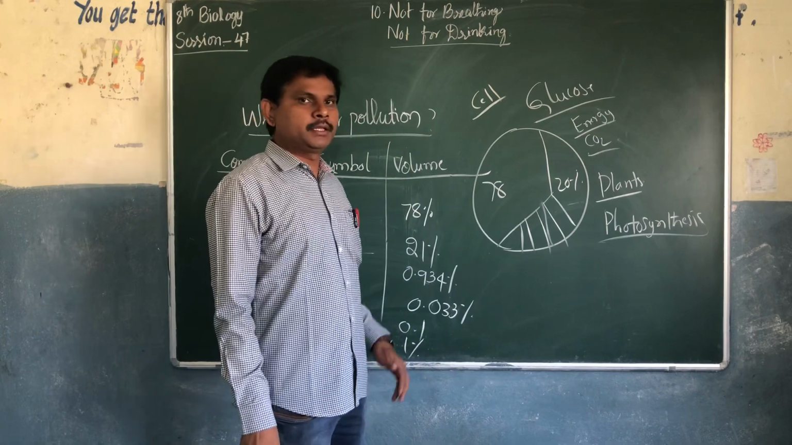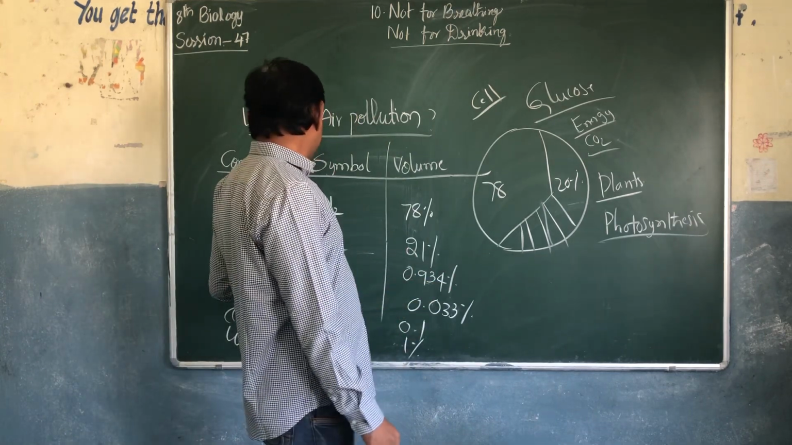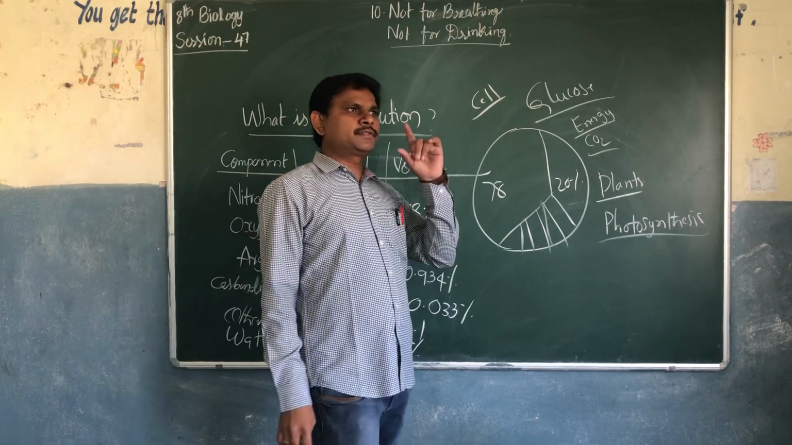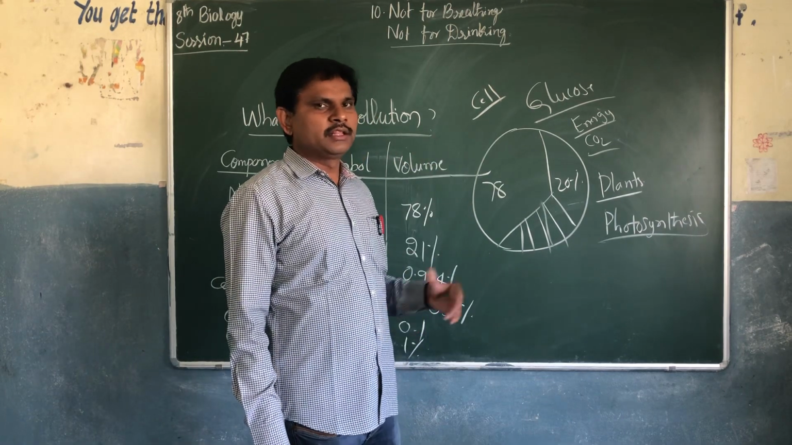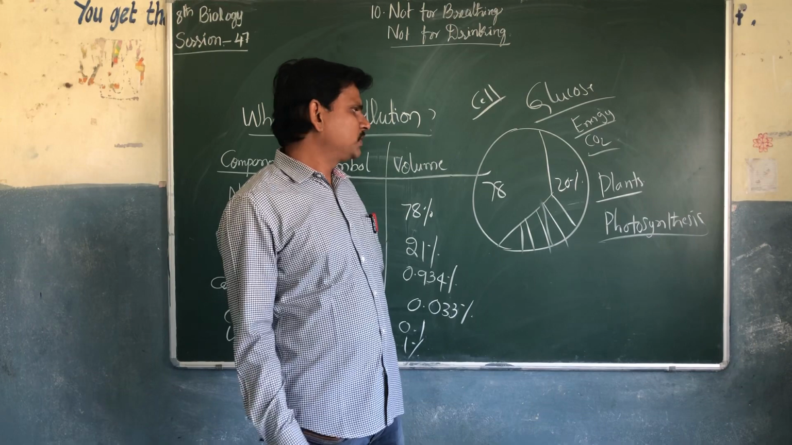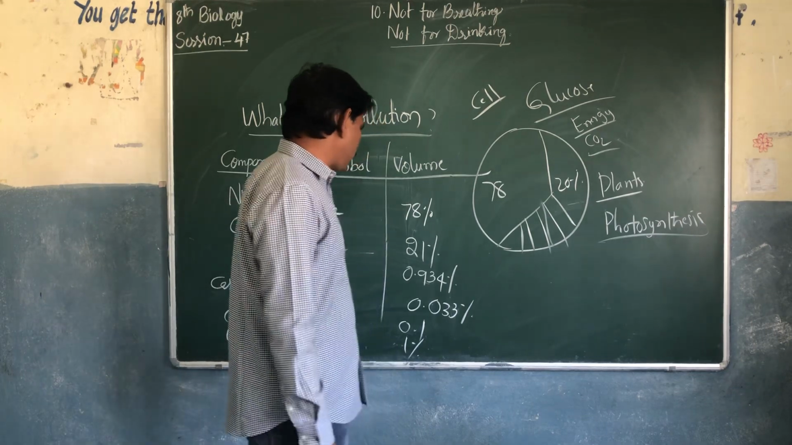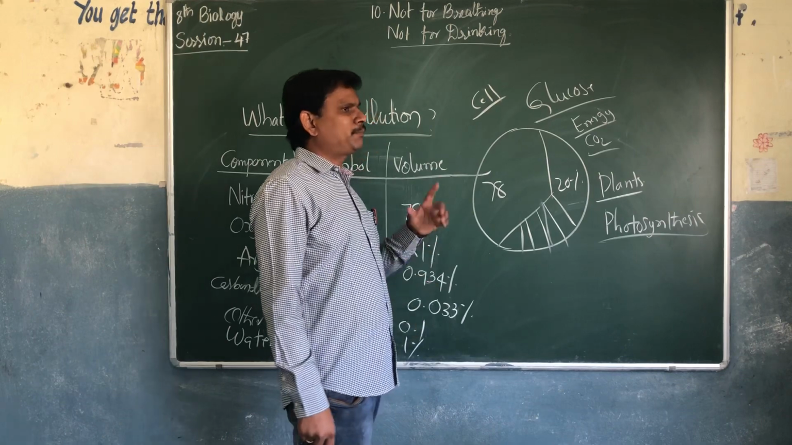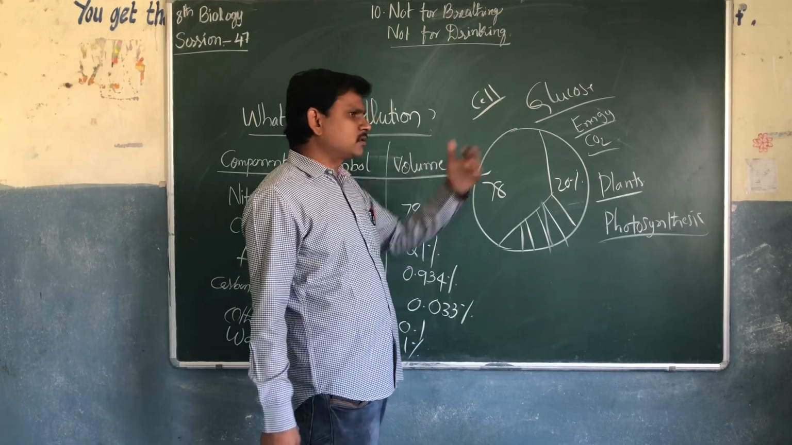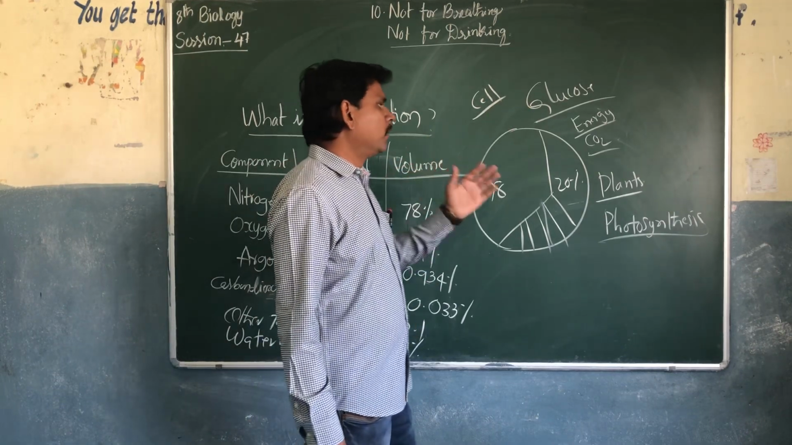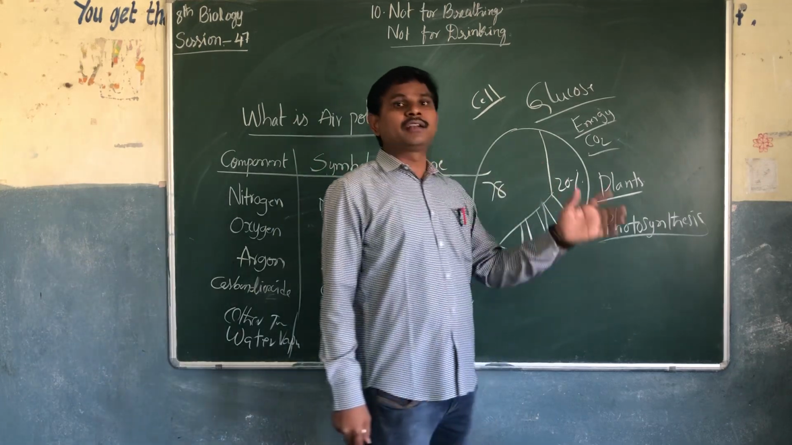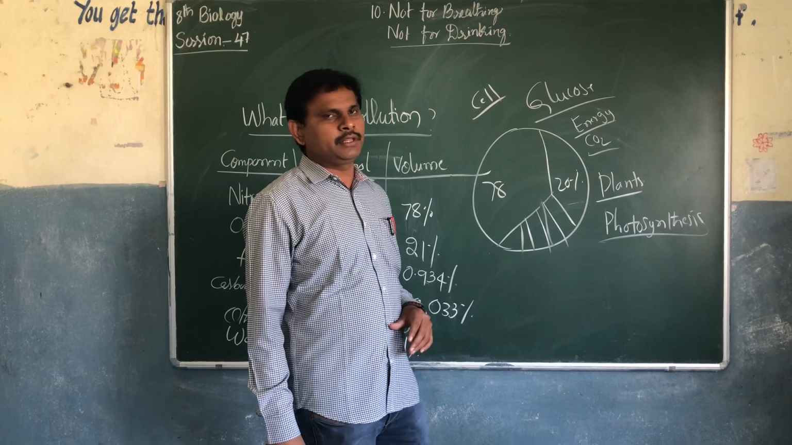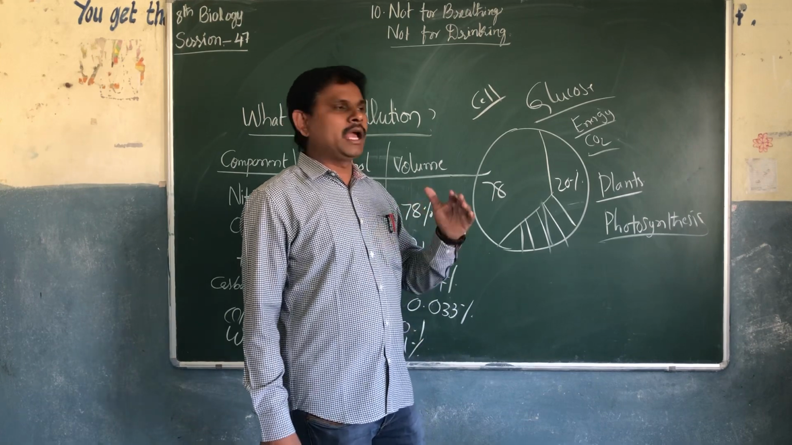Plants prepare their own food by taking carbon dioxide and water in the presence of sunlight and chlorophyll. They prepare glucose. This is the beauty of the exchange of gases between plants and animals. We take oxygen and release carbon dioxide. Plants take carbon dioxide and release oxygen. This is the exchange of gases between plants and animals.